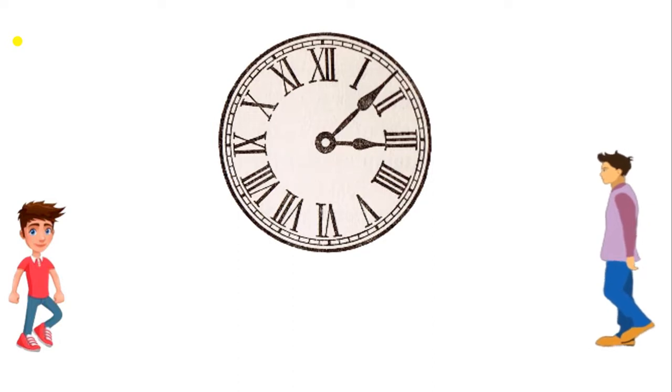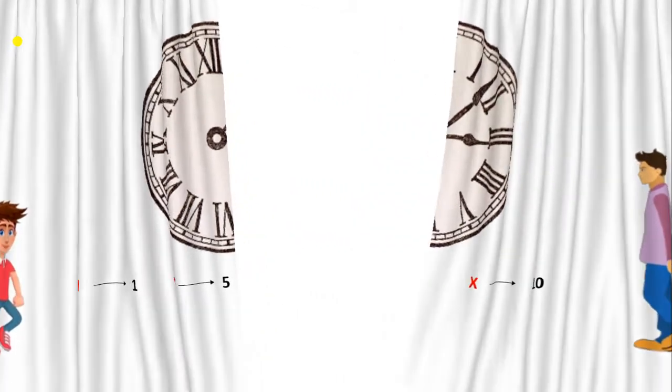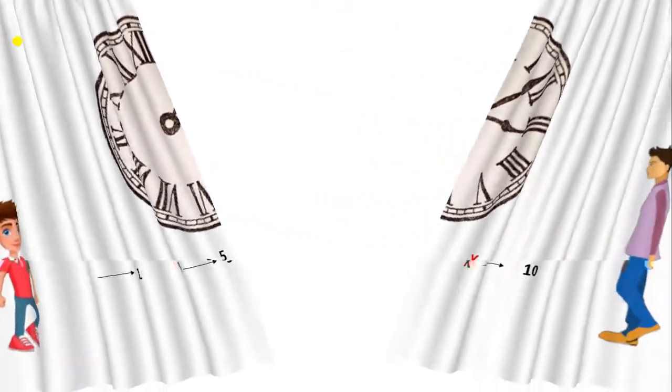Let's see. I told you before, I for 1, V for 5 and X for 10. Like this, there are some rules to use the Roman numerals, and we are going to see those rules. Yes, teacher. Tell us the rules for using Roman numerals. Okay, Rahul. Let us see the rules.